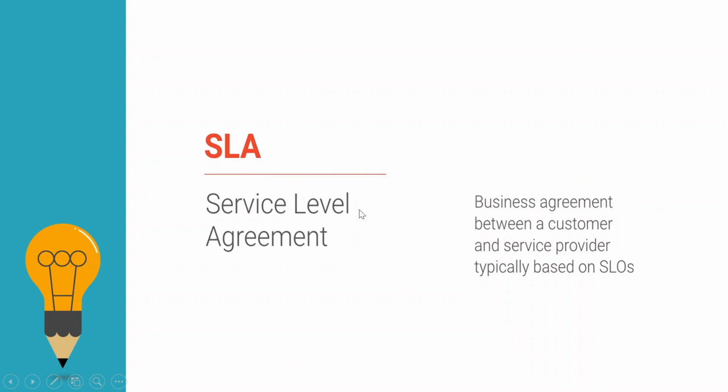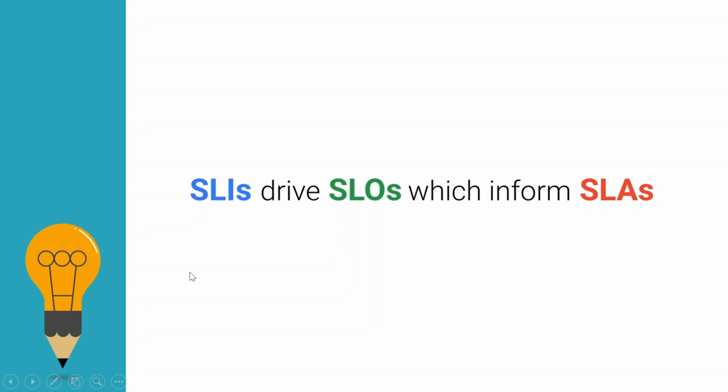Next is the service level agreement. As developers, we need to be concerned about SLOs. We have the product owners, right? They are more concerned about service level agreements, a business agreement between a customer and a service provider, typically based on SLOs. Whatever agreement the business makes with the customer is based on our final SLOs. So finally, we can say all these three things in one sentence: SLIs drive SLOs, which inform SLAs.